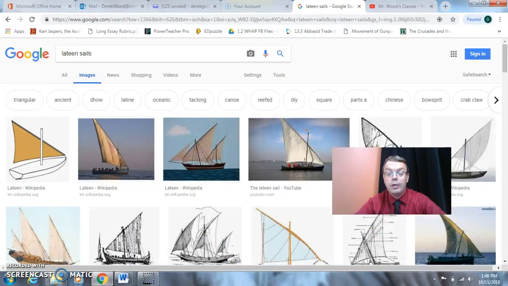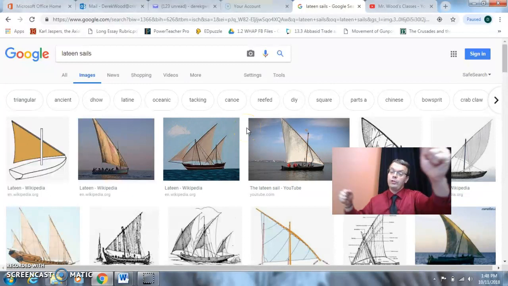Lateen sails. These were movable sails that were used in the Indian Ocean trade route, and they were really good, especially with going with the monsoon winds that we just talked about and allowing more trades. And these lateen sails could be moved and go in different directions, which would give you more ability to move and go faster with your trade goods. So lateen sails really increased the goods going back and forth on the Indian Ocean trade route.